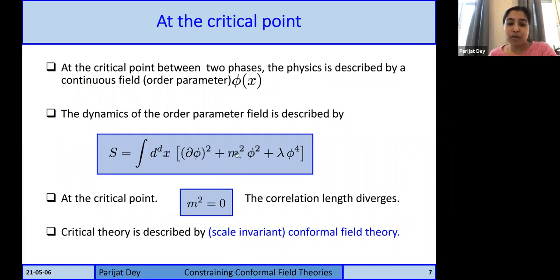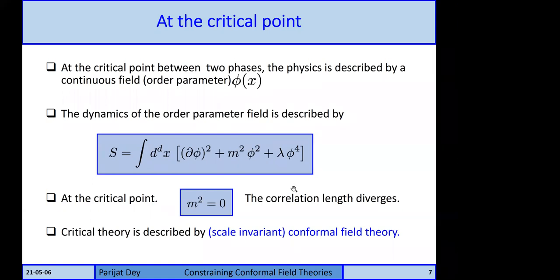Now, when the value of m square is positive, then we are in the ordered phase. And when m square is negative, we are in the disordered phase. So tuning the value of m square... a kind of stupid question. So if you are in d dimensions, why should it be phi to the power 4 here?